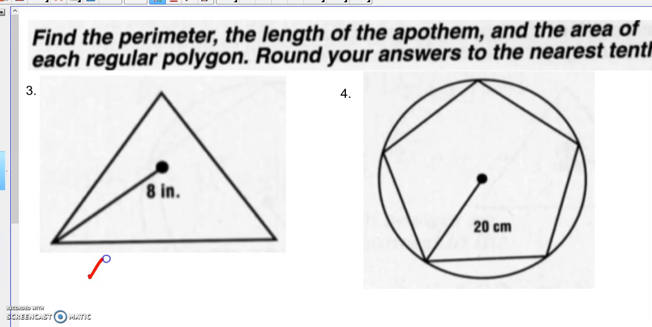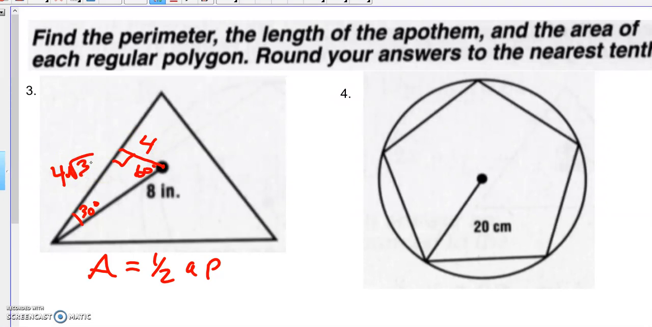So this is an equilateral triangle. We're going to use our 1/2 AP. What they tell us there with that 8 is not the apothem, it is the radius. But luckily, this is an equilateral triangle, so I know that that angle is 30 degrees, that angle is 60 degrees. It's a 30, 60, 90 triangle. So if my hypotenuse is 8, my shorter leg will be 4, my longer leg will be 4√3.